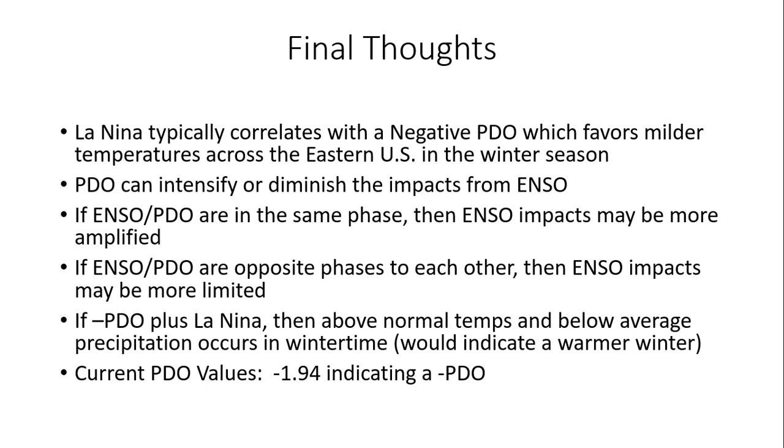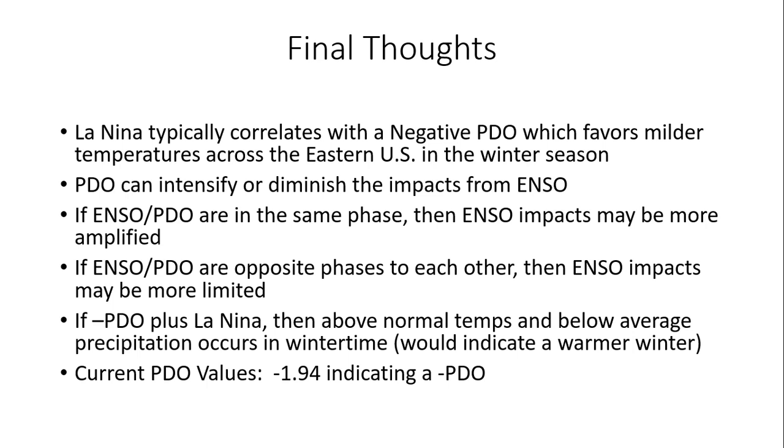Now, the PDO can intensify or diminish the impacts from ENSO. If the ENSO and the PDO are in the same phase, in other words, a warm phase or a cold phase, then ENSO impacts may become more amplified. If the ENSO and PDO, on the other hand, are in opposite phases to each other, an example of this would be a La Nina year and generally a positive PDO, then the ENSO impacts may be more limited.